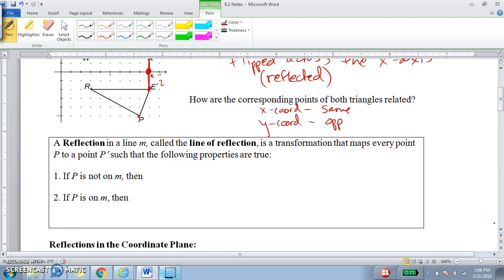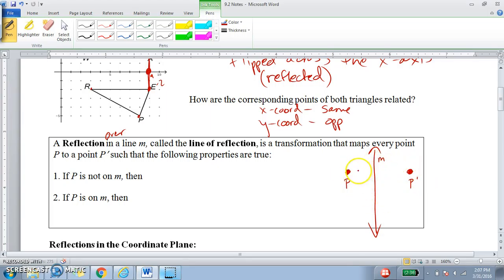So a reflection, formal definition, a reflection in line M, or this really means over line M. So if we draw a line right here, and we call it M, this is called our line of reflection. This is the line that we're reflecting something over. So we'll just do points for now. We'll call this point P. It's a transformation that maps every point P to a point P prime, just like we did with translations. We use that little tick mark. We call it prime just to relate one point to the other to say, okay, P turns into P prime.